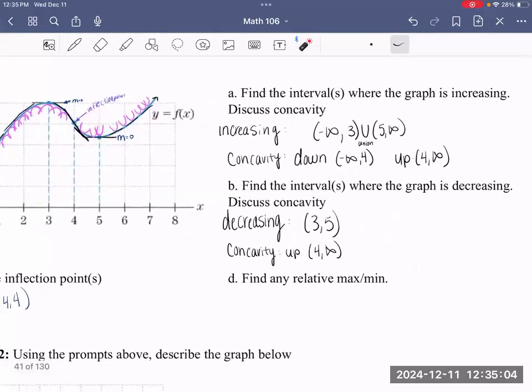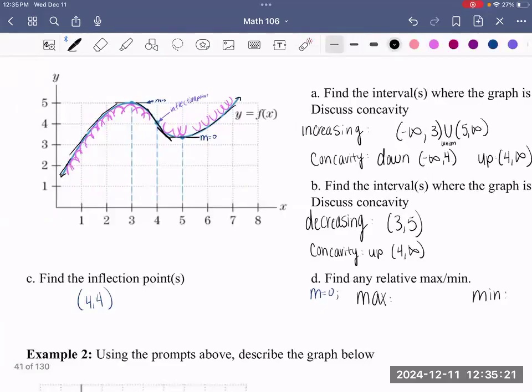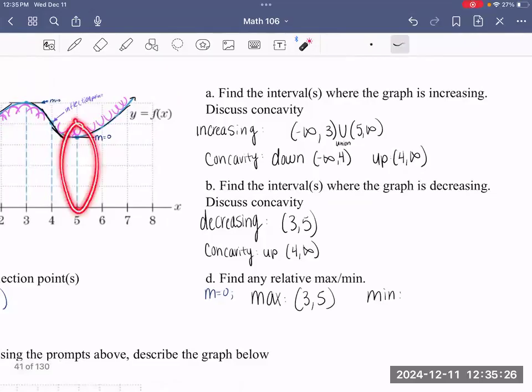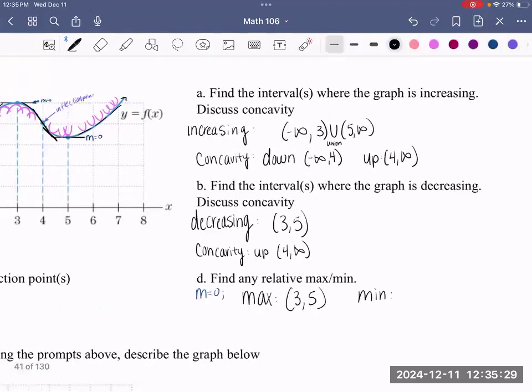Now, any sort of relative maxes and mins, this is where the slope of your tangent line is equal to 0. So that would be at your point. Let's see, our max happens to be up here at 3, 5. And your minimum happens to be right here, 5, 3. If we're looking for the value, we're just going to be saying this is your y coordinate, the value at 5, or the value at 3.